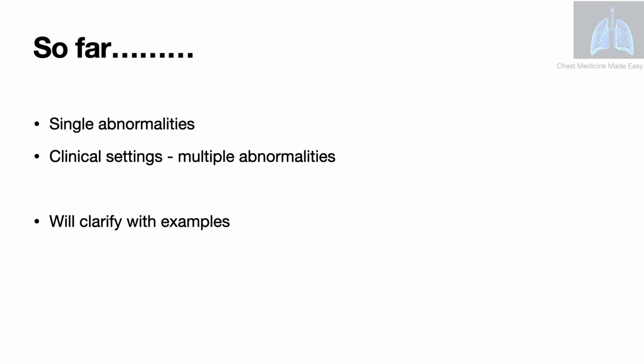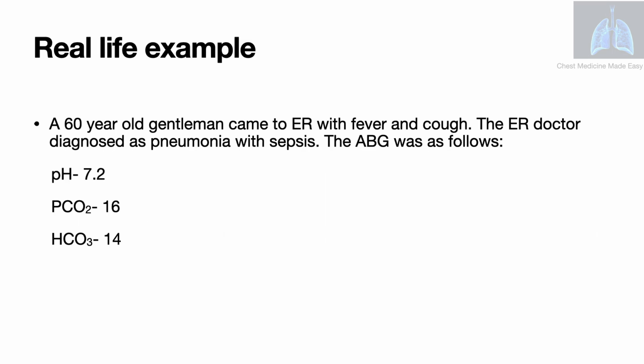So far we have discussed single abnormalities, that is a metabolic acidosis or a metabolic alkalosis or a respiratory acidosis or a respiratory alkalosis. But in clinical settings, patients usually come with multiple abnormalities. We will look at how to approach these cases, but we will clarify it with the help of a few examples. Let us look at a real-life example. A 60-year-old gentleman came to the ER with fever and cough. The ER doctor diagnosed pneumonia with sepsis.